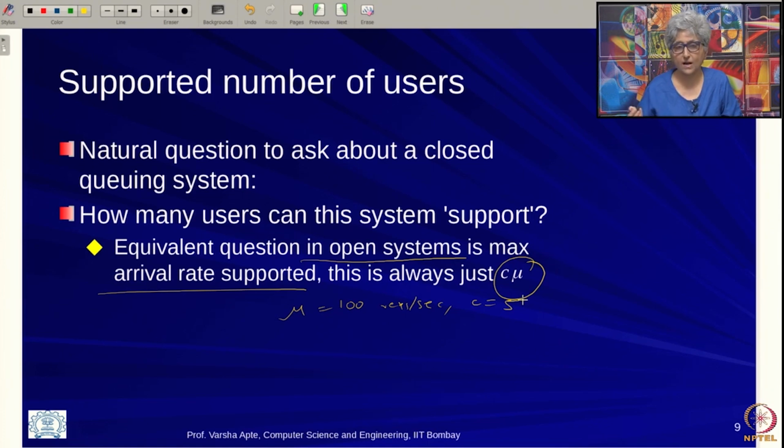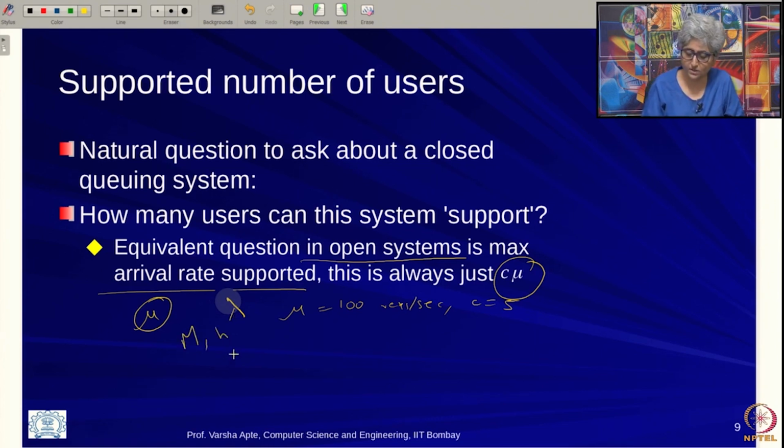So, this can of course be asked about a closed queuing system also. If we are considering a single server system, then mu is going to be the maximum. But the point is that the load is not being measured in terms of an arrival rate. We are not talking about an arrival rate lambda. The measures of the load are not lambda, they are M and h, right.